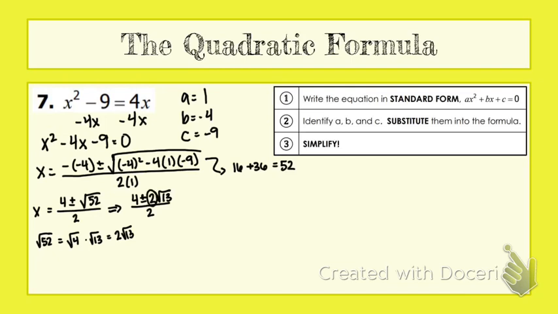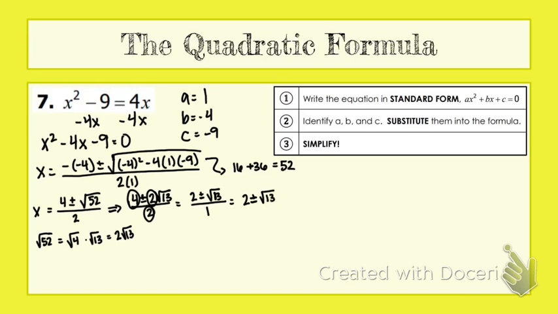And you see that all 3 of the coefficients or constants are divisible by 2. So we're going to have 4 divided by 2 is 2, plus or minus 2 divided by 2 is 1, so just square root of 13. And then 2 divided by 2 is 1 again, and anything over 1 is just itself. So we have 2 plus or minus the square root of 13.